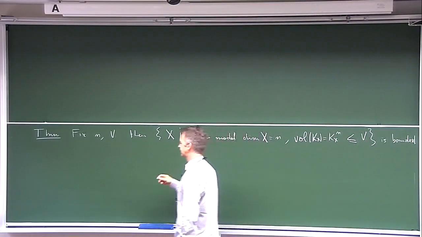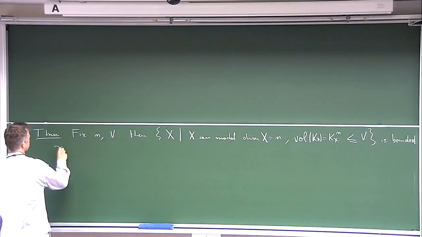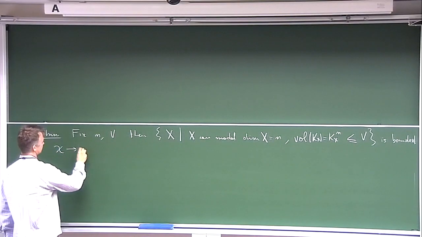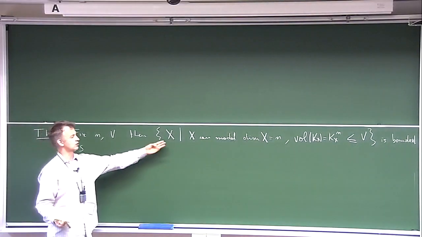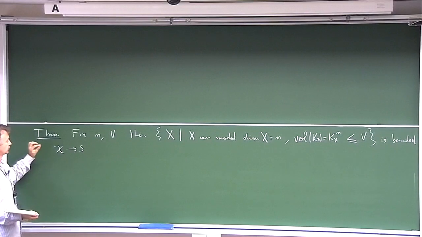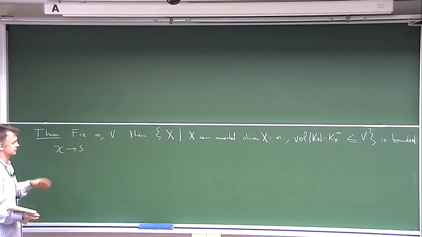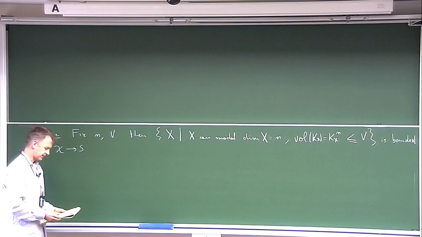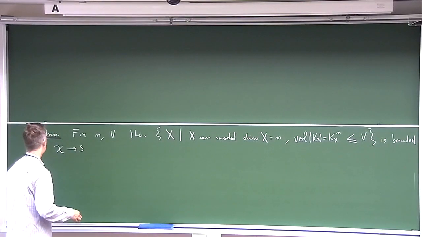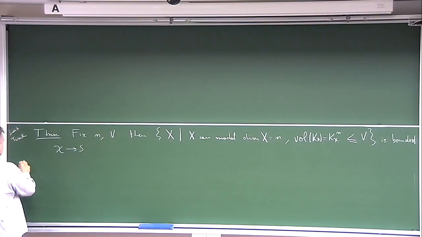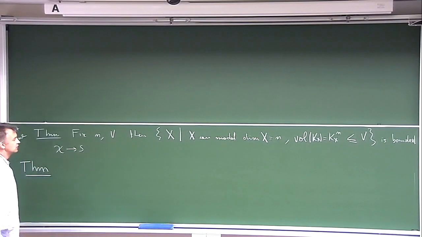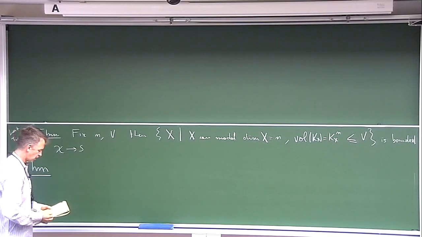So more precisely, there exists a projective morphism of varieties of finite type over the complex numbers, such that every one of these canonical models appears, maybe non-uniquely, as a fiber of this morphism. So you can sort of put them all together in a family. This was last time. So today's goal is to explain how to generalize this result to the case of semi-log canonical models.